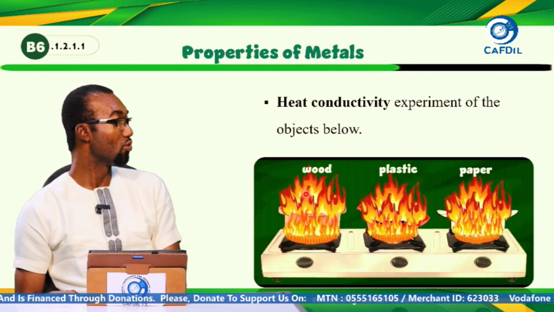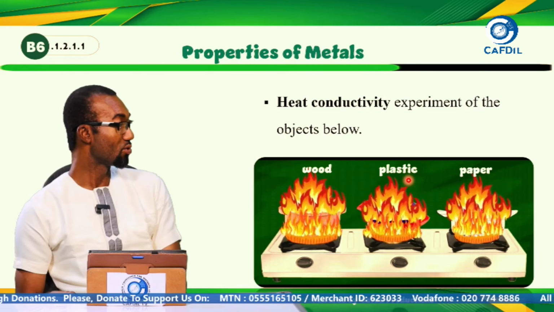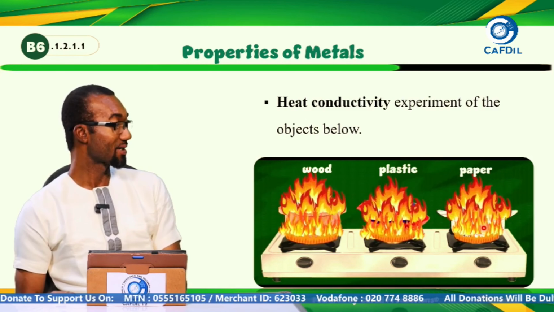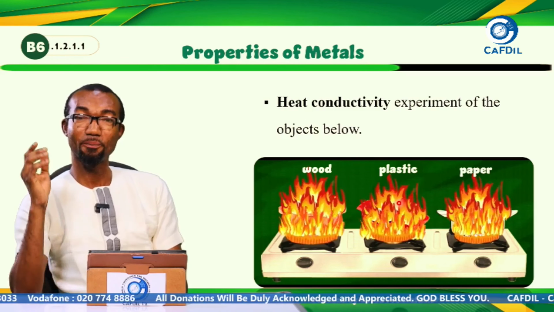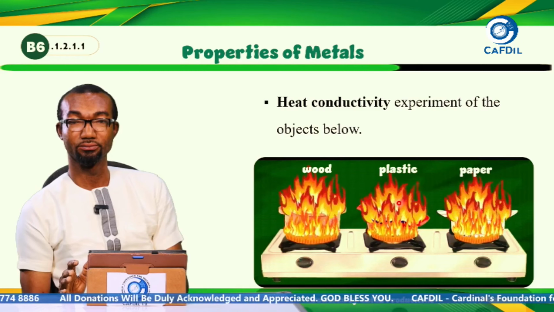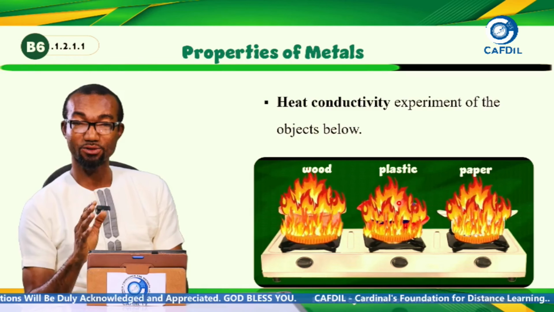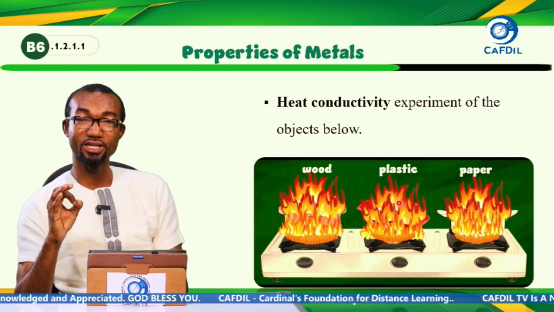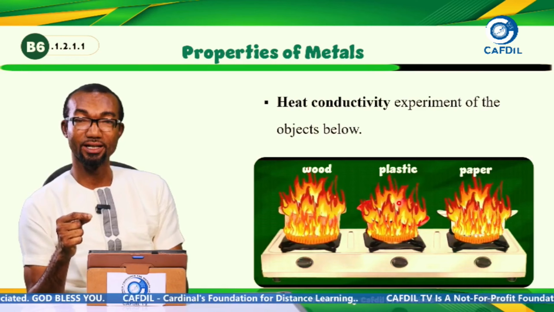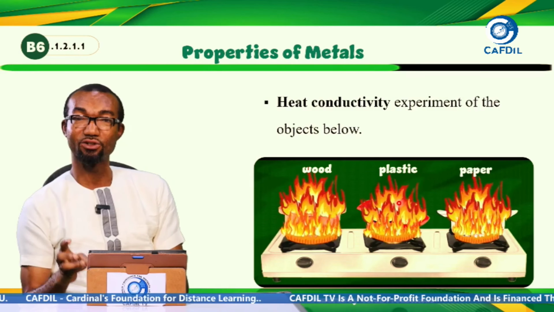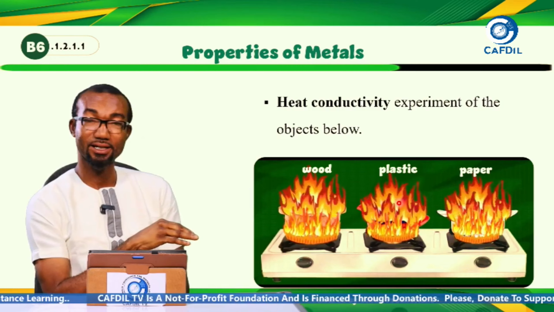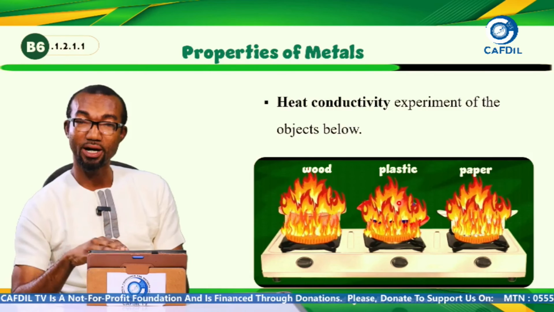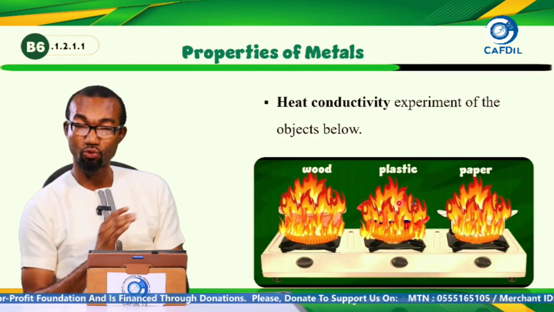When heat passes through wood, it will burn it. When heat passes through plastic, it will melt it. When heat passes through paper, it will burn it into ashes. So when we say good conductivity of metals, that means that heat can pass through without burning or melting. That is another property of metal. So anytime you hear good conductivity of heat, then it means that that thing, if heat passes through, it will never burn or melt. Wood will burn. Plastic will melt. Rubber will melt. Paper will burn to ashes. So they are poor conductors of heat.